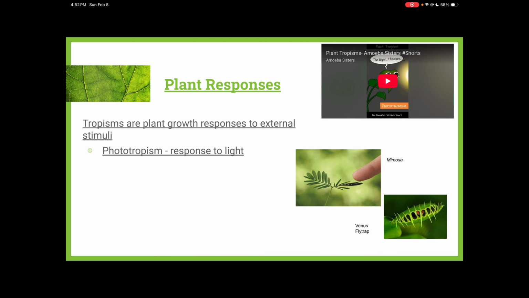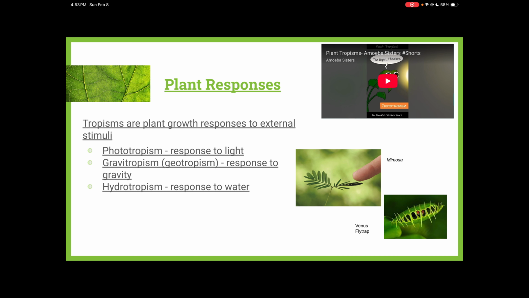Phototropism is responding to light. So like I said, when the auxin gets produced to elongate the side of the plant to turn closer towards the sun, that's phototropism. Gravitropism is what it sounds like. It's response to gravity. Roots go down, shoots grow up. Hydrotropism is a response to water, and thigmotropism is a response to touch.